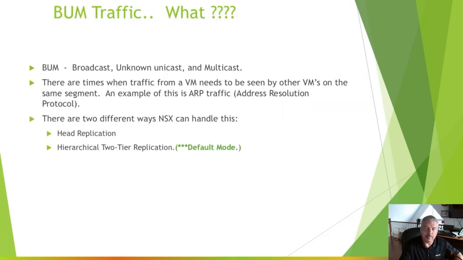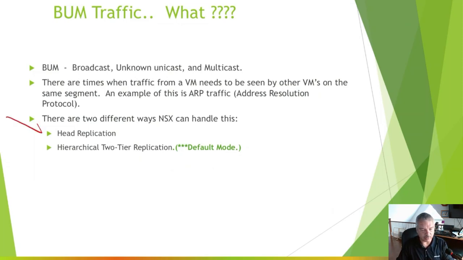Let's talk about BUM traffic. This is not like somebody panhandling or anything like that. BUM traffic is broadcast, unknown unicast and multicast traffic. There are times when we need to broadcast traffic out across all the VMs on the same segment. A good example of this would be an ARP. How did VM1 know where VM3 or VM2 was? I was just making an assumption that it knew all this and was able to create these layer 2 frames. But suppose it needs to ARP; this is when we have to be able to handle this a couple of different ways.